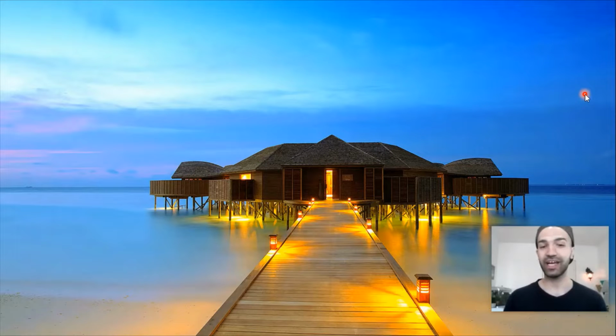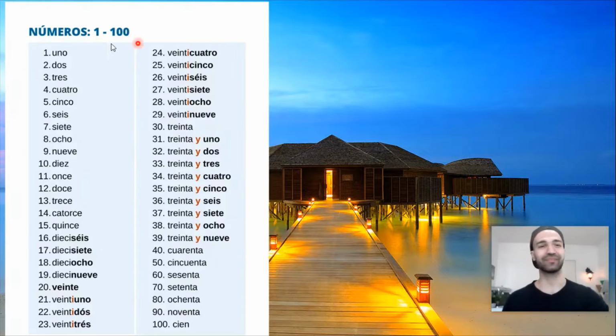So we can already count to 20 as we have already learned in our previous lessons. And today we are going to learn all the numbers. Let's start. Los números, the numbers. 1, 2, 3, 4, 5, 6, 7, 8, 9, 10. 11, 12, 13, 14, 15, 16, 17, 18, 19, 20.